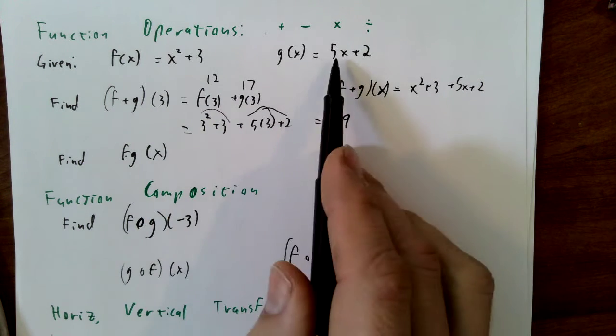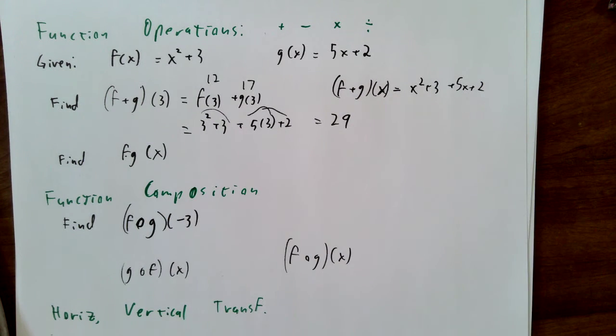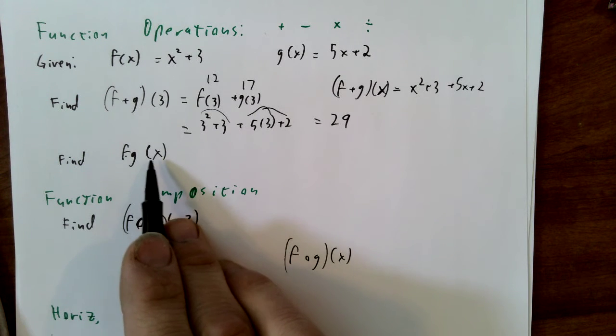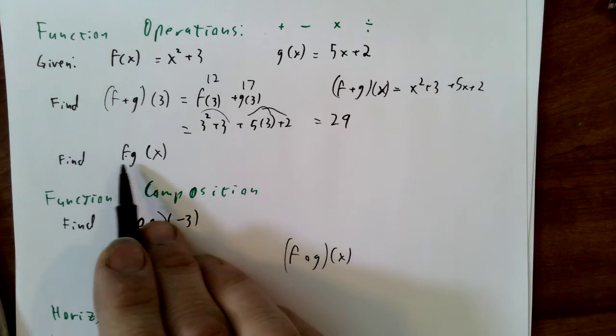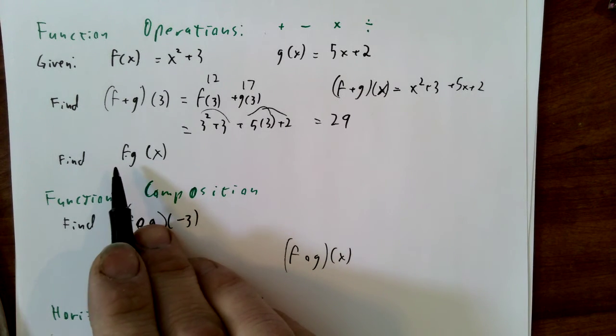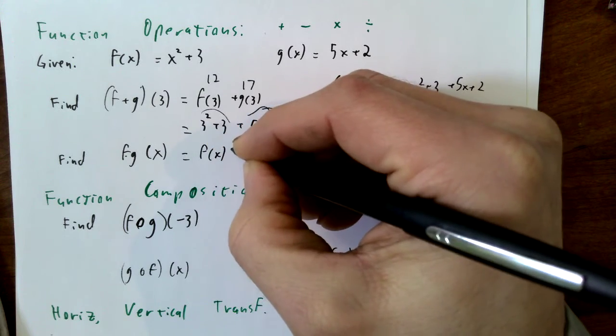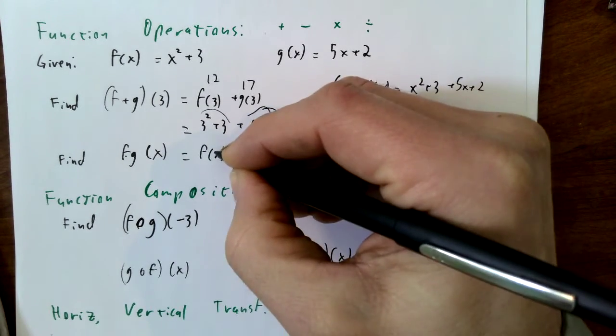Here I've got a quadratic and a linear, and the other problem here is asking us to find (f times g)(x), or it might just be written fg. That just means multiply those, but it's of x. So I don't have an input value. I'm keeping x as the input variable. (f times g)(x) is just multiplying the two functions. It's f of x times g of x.